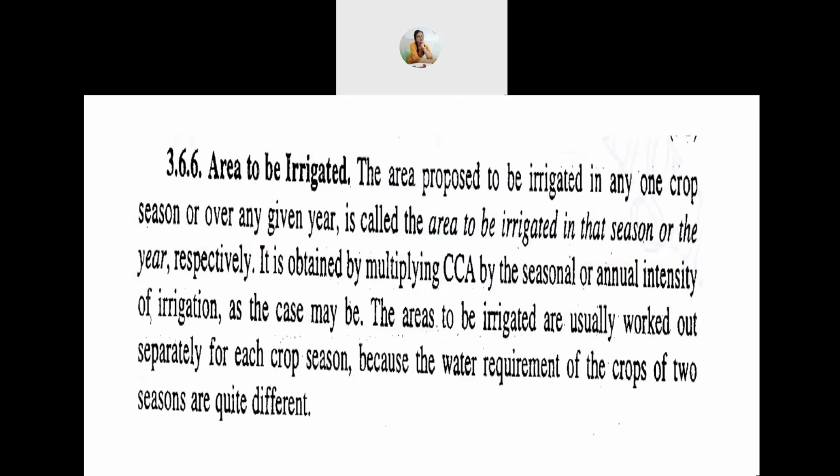Next, area to be irrigated. The area proposed to be irrigated in any one crop season or over any given area is called the area to be irrigated in that season or the year respectively. It is obtained by multiplying CCA by the seasonal or annual intensity of irrigation, as the case may be. So the areas to be irrigated are usually worked out separately for each crop season because the water requirement of the crops of those seasons are quite different.